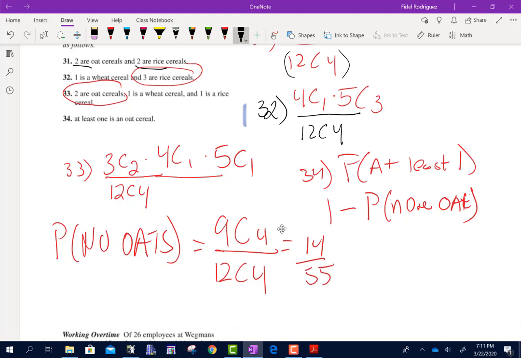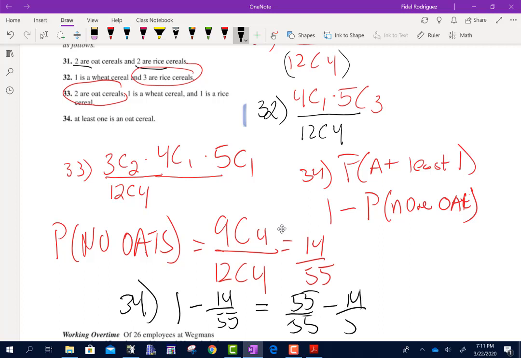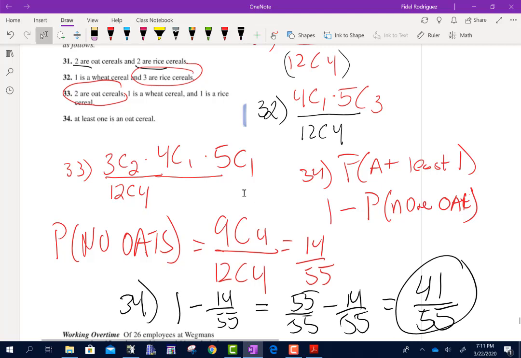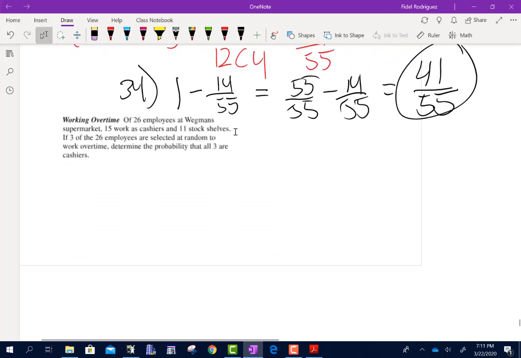So now, when I want to do number 34, I'm going to take 1 minus 14 out of 55. So I can write that as 55 over 55 minus 14 out of 55. So I know my bottom part's going to stay 55. 55 minus 14 should be a total of 41, right? And there's my at least 1.